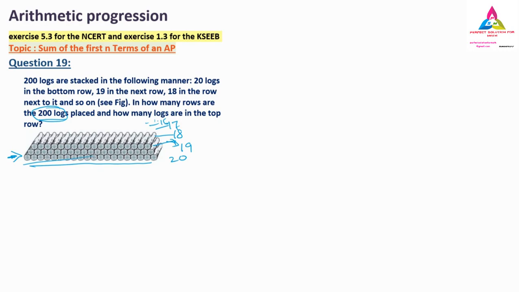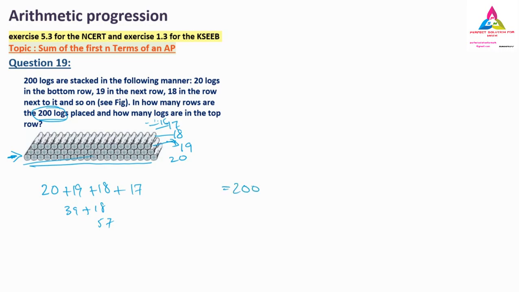200 logs means the total count. For example, here 20 is the first row, that is the bottom row. Next 19. If you add 20 and 19, how much will it be? 39. So 2 rows combined have 39 logs. Next you add 18, that will be 57. So it will continue this way. If you add together all the logs, you are going to get 200 logs.